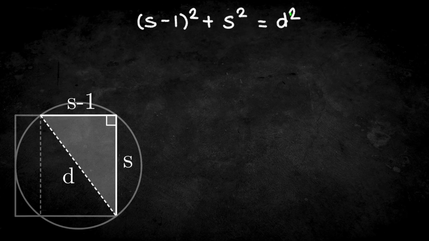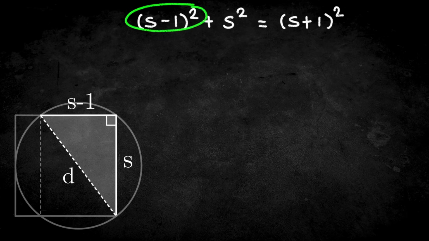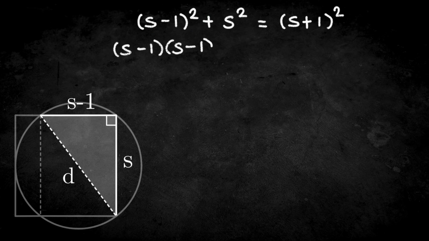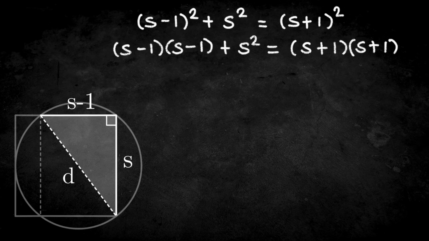However, we have an expression for d that we solved earlier. d is equal to s plus 1. So, let's plug it in. Expand the square of binomial. This is s minus 1 times s minus 1. Same thing for this square of binomial. This is s plus 1 times s plus 1.